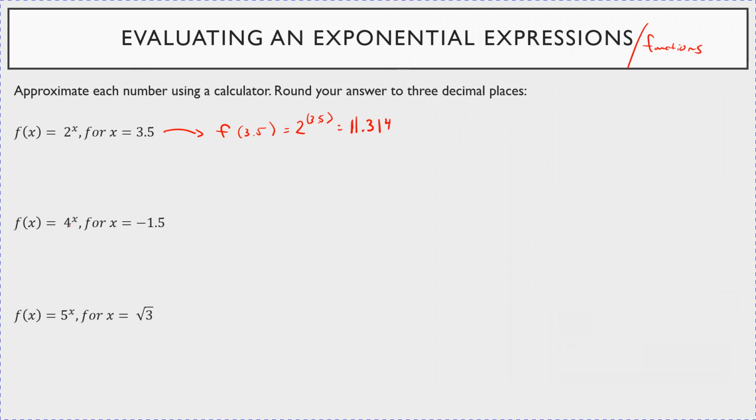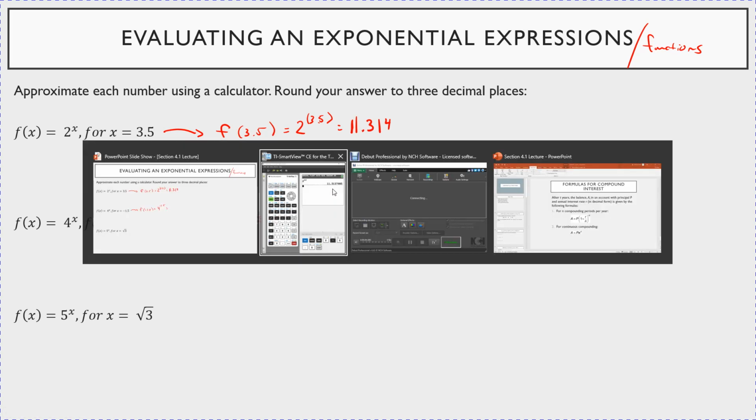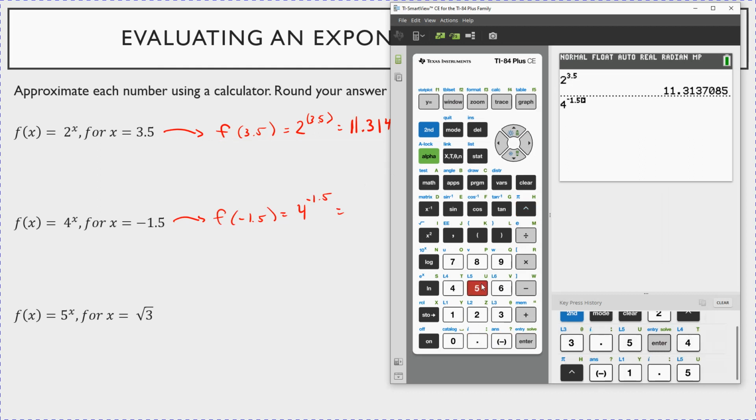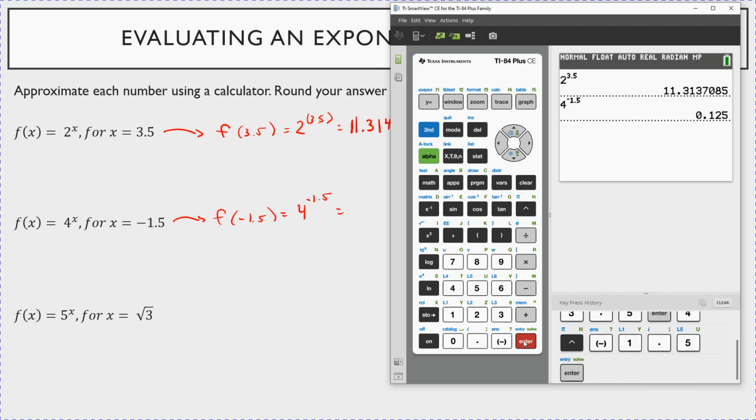Let's try this one. f of x is equal to 4 to the x power, and let's approximate or evaluate it for when x is equal to negative 1.5. We're going to plug it into our function, so this is 4 raised to the negative 1.5 power. Let's go back to our calculator. We're going to go 4 raised to the negative 1.5. Oh, look at this, this worked out perfectly: 0.125 right here.